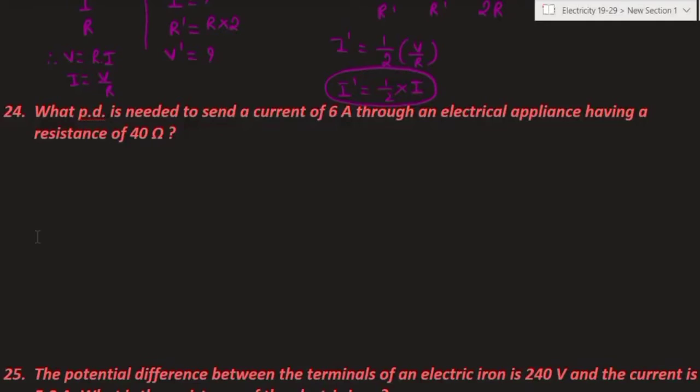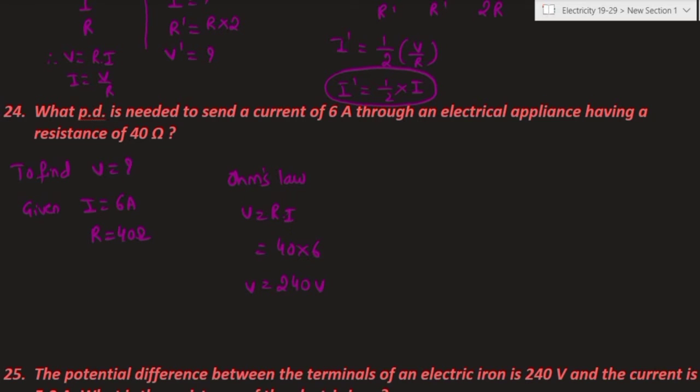What potential difference is needed? What is he asking to find? V is equal to question mark. To send a current I is equal to 6 ampere through an electrical appliance having a resistance of 40 ohm. By Ohm's law, V is equal to R into I. V is equal to 40 into 6, that is 240 volt is the potential difference across the two terminals.